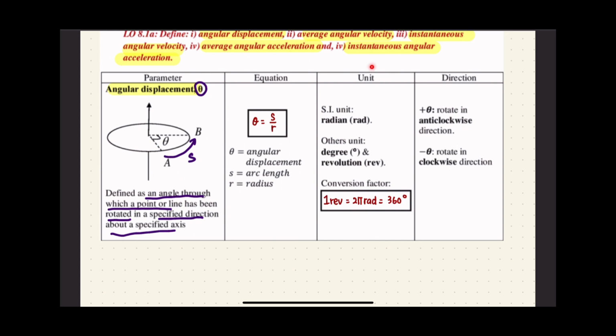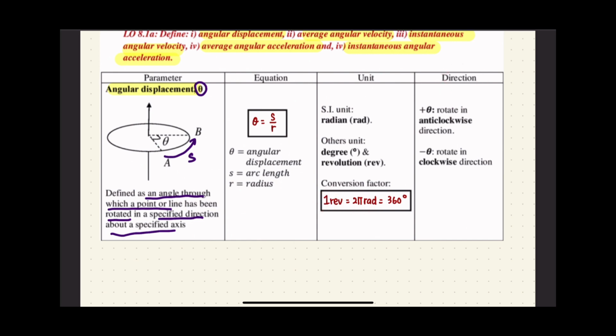The unit for theta, or angular displacement, is radian. Other units are degree or revolution. In SI unit we use radian, so any unit given in degree or revolution, we must convert into radian first. As you know, 1 revolution is equal to 2 pi radian.